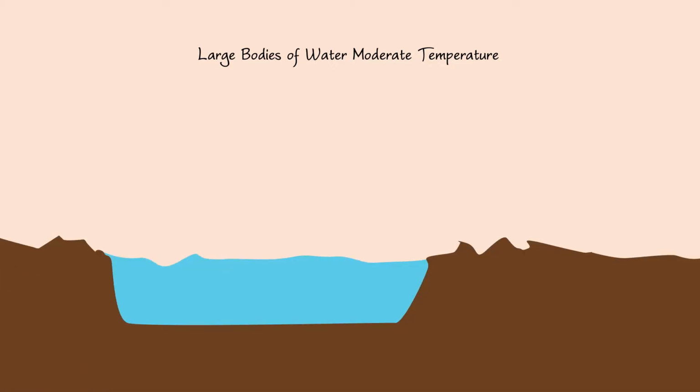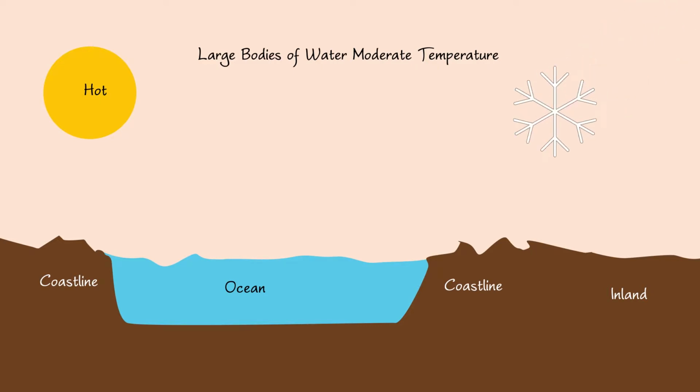Here we have a picture of an ocean with 2 coastlines and an inland region. In hot environments, oceans can absorb a large amount of heat energy. In cold environments, stored heat energy in the ocean can be released. In this way, these large bodies of water prevent large temperature fluctuations. This is the reason why coastlines have a more mild temperature compared to inland areas.